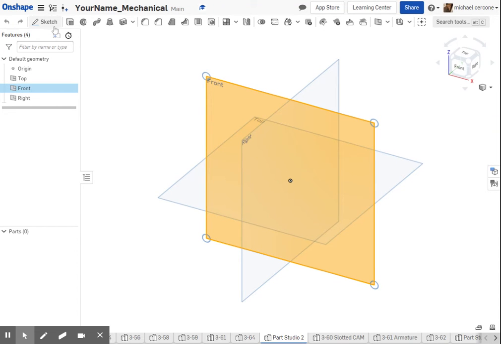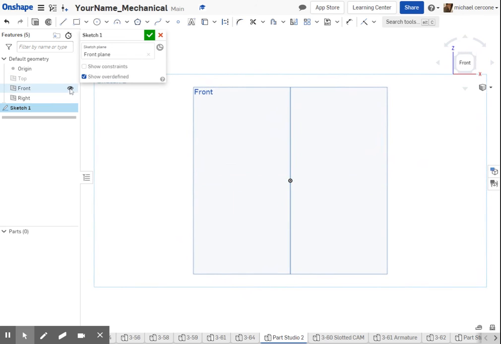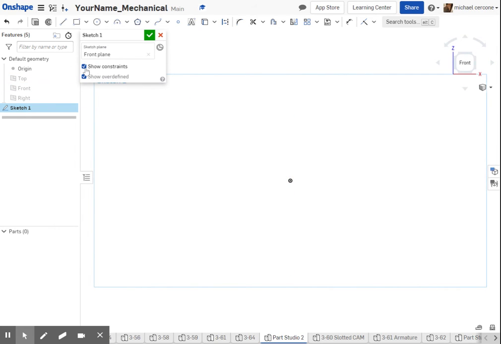364, I am beginning on my front plane, going normal to it. I do need to view my constraints, so I'm going to turn them on, and I'm going to start at the origin with this 2.5 circle. Just about everything on here stems from this 2.5 circle.